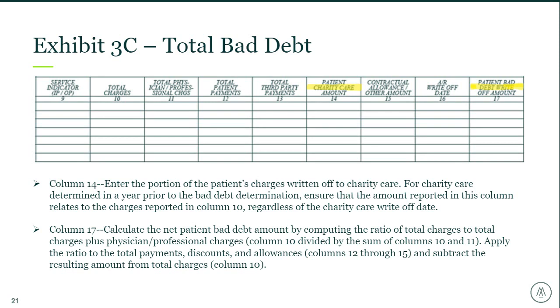And I'll just read the instructions and then we can dive into the challenges. Column 17, you are to calculate the net patient bad debt amount by computing the ratio of total charges to total charges plus professional charges. You apply that ratio to the total payment, discount, and allowance, and then subtract the resulting amount from total charges that were in column 10. Now, some of your systems might not have pro fees commingled with hospital charges, but where you do have this situation, you can see the complexities that will cause in trying to apply this ratio and reconcile the account.